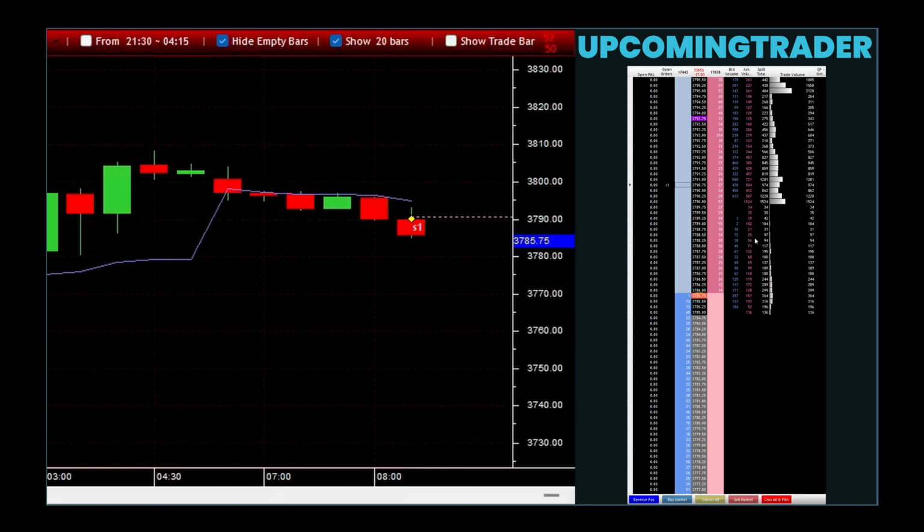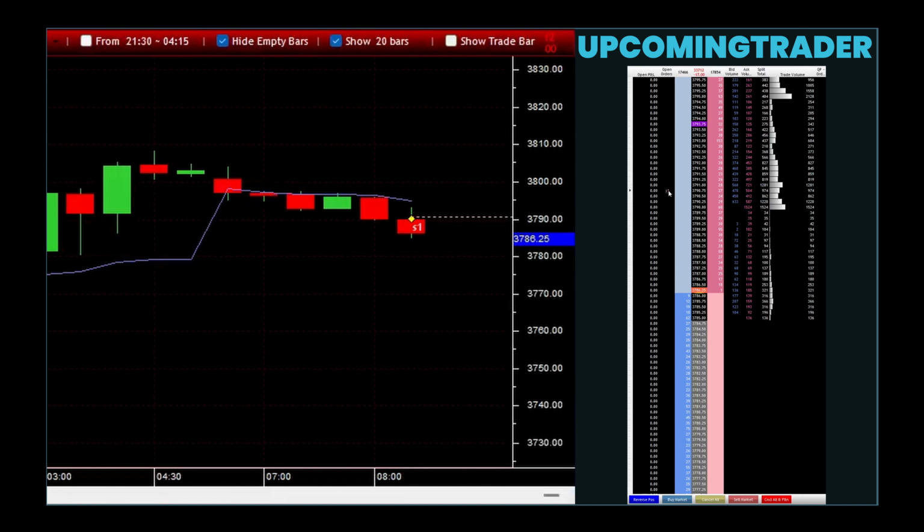In essence, tweezer tops can serve as a valuable tool in a trader's arsenal, especially when combined with other technical analysis techniques and sound trade management practices. The key to success lies in the ability to accurately identify the pattern, set strategic entry and exit points, and apply strict risk management to navigate the uncertainties of the market.